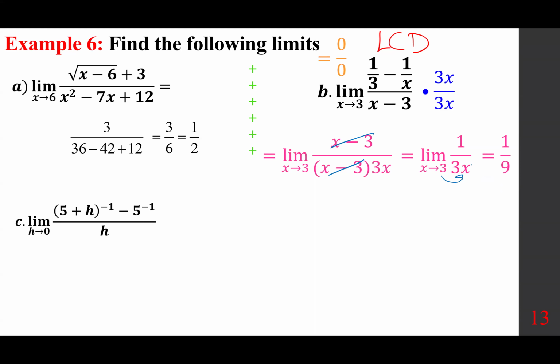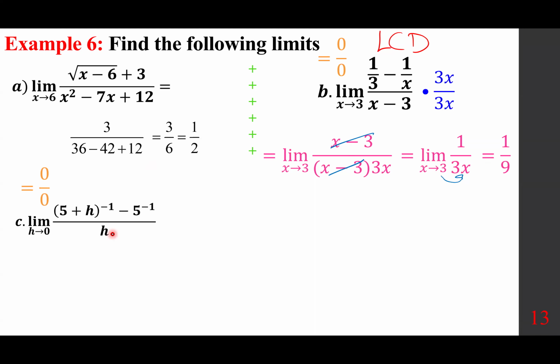The limit of (5 plus h) to the power of negative 1 minus 5 to the power of negative 1, over h, as h approaches 0. I hope you see, you plug in 0, you get 5 to the power of minus 1 minus 5 to the power of minus 1. That's 0, and this is h, which is 0. So you get 0 over 0.